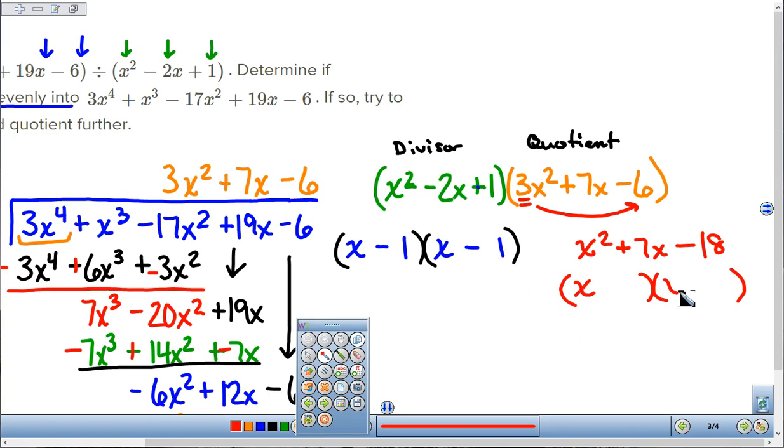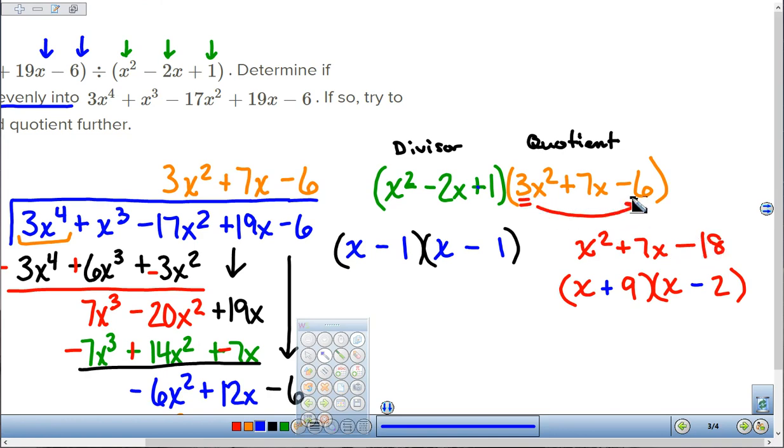We should get an x and an x. Factors of 18, let's subtract to give me 7. That's a 9 and a 2. Since the 7 is positive, put a plus on the 9 and a negative on the 2. Now these are not the factors of my original quotient. These are the factors of this polynomial.